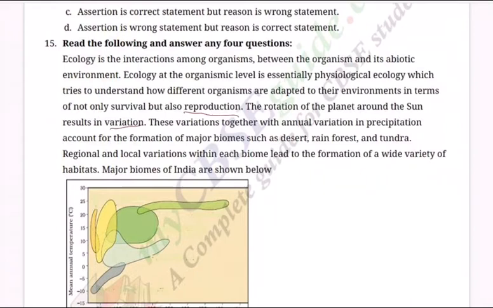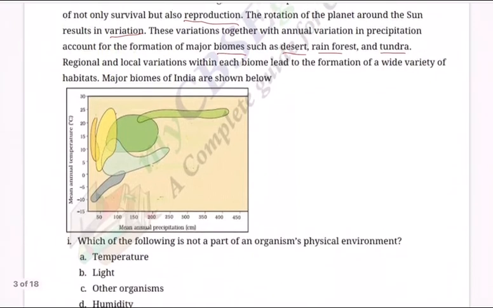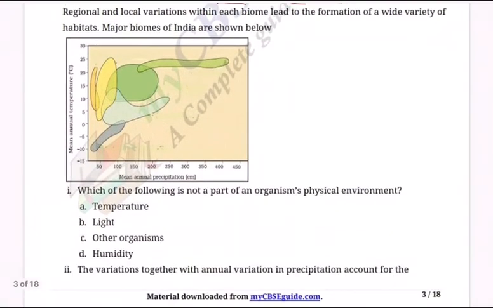The revolution of the planet around the sun results in seasonal variations. These variations, together with annual variation in precipitation, account for the formation of major biomes such as deserts, rainforests, tundra. Regional and local variations within each biome lead to the formation of a wide variety of habitats. So the major biomes in India are shown here in the map. You can see. Now questions.